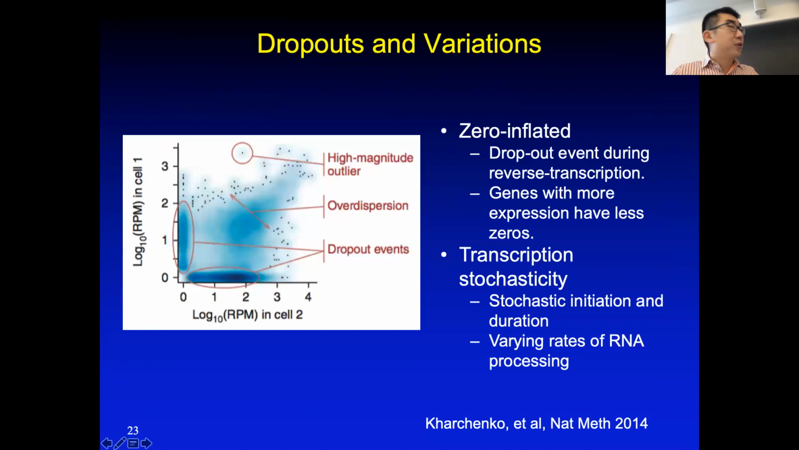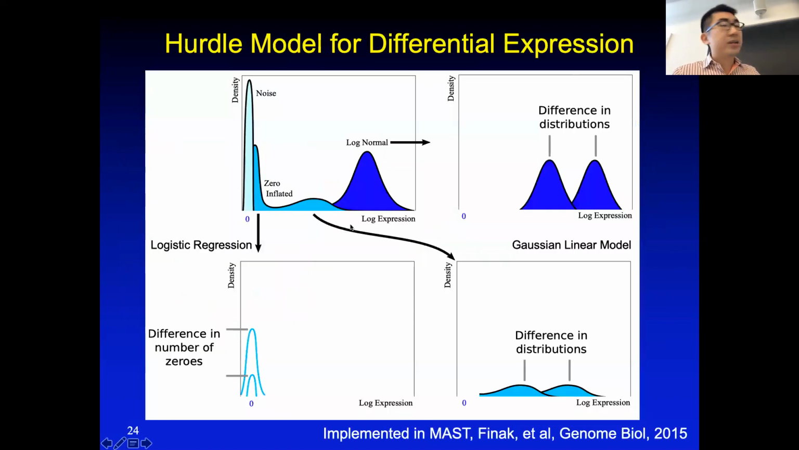From this figure, you can see that the single-cell RNA-seq data between different cells are very noisy, and it is relatively harder to perform the differential expression analysis. So how can we solve this problem, and especially solve the dropout problem?